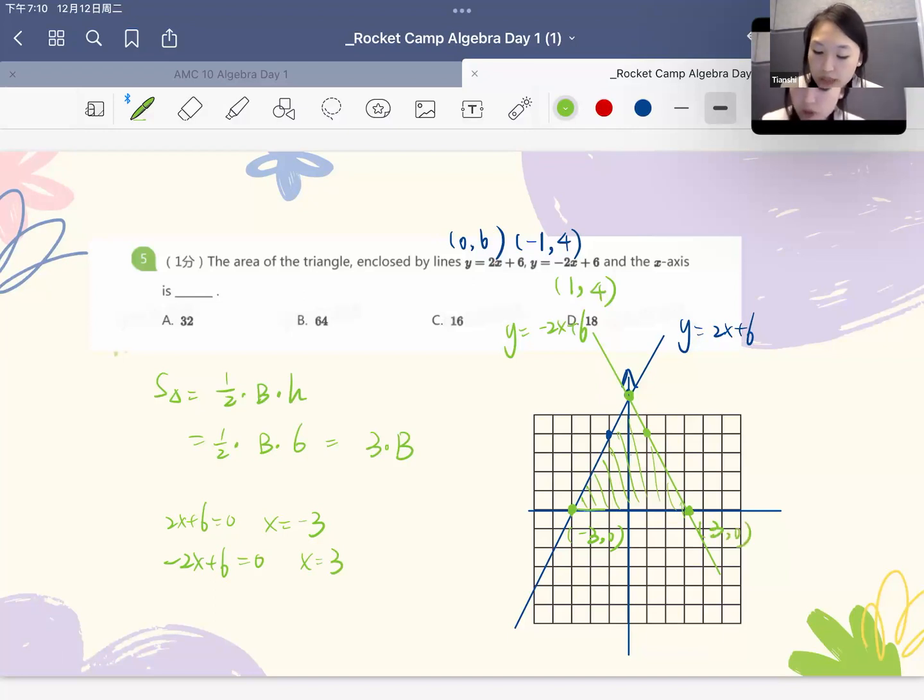And now we know that the base is just the difference of the two coordinates. So the base will be 6 as well. And then the area will just be 3 times the base. So the area will be 18. And the correct answer for this one will be D. Okay, so that is for this one. For this question, we just need to draw a graph by ourselves and calculate the x and y intercepts and find the area.